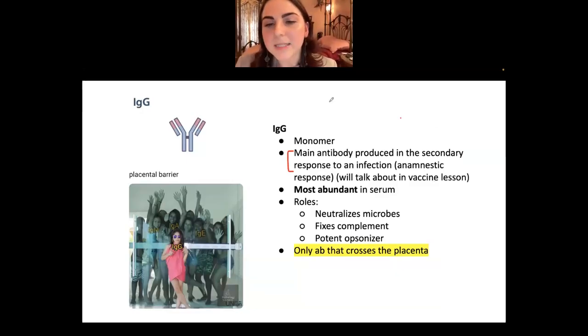It's most abundant in the serum. About 75% of all the antibodies in the blood is IgG. Some of its roles are to neutralize microbes. It fixes complement and it's a potent opsonizer. So all those things on that slide, when I had those 3 functions of antibodies, IgG can do all of those. And something specific to IgG is that it's the only antibody that can cross the placenta. We're going to talk about why this is important later.